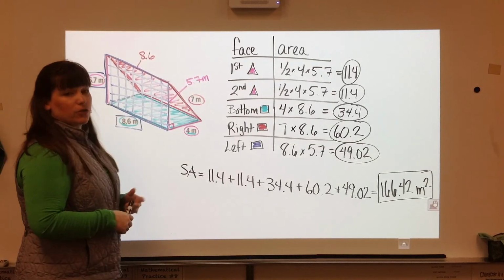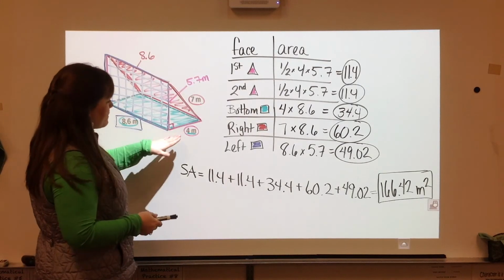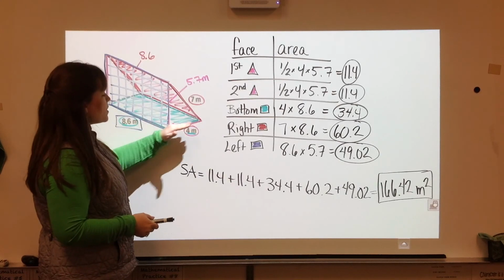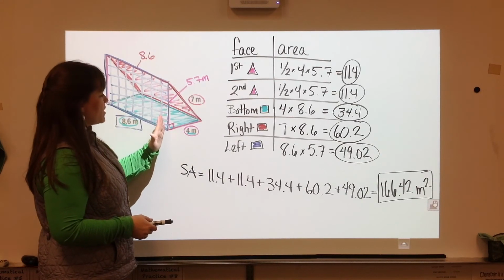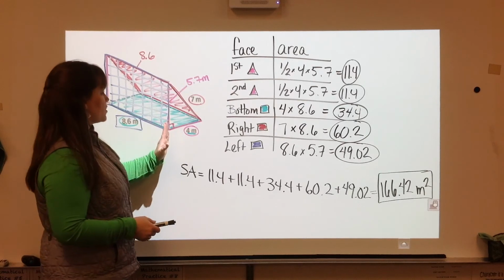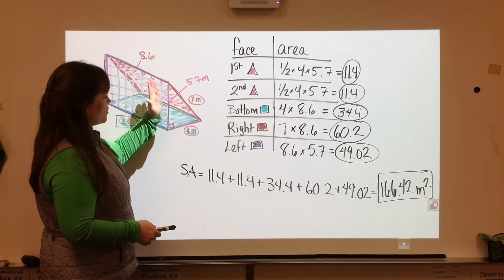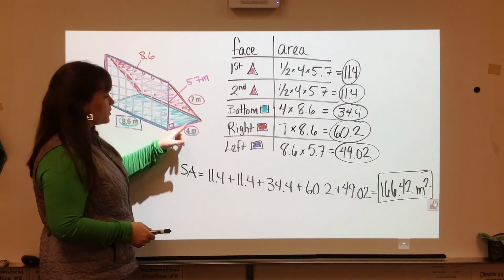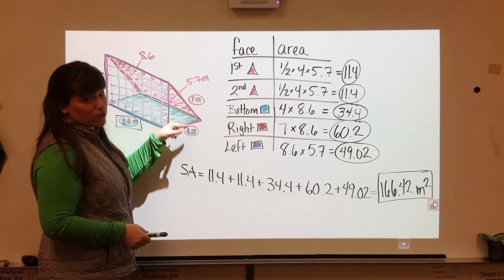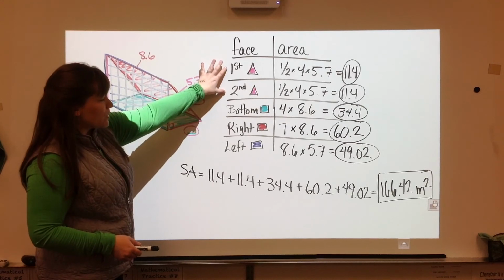For the last one, I used the same color scheme. So I have my pink talking about the base and height of my triangle. This one was a little tricky because it needed to be 5.7, not 7. So be careful you're using the right angle symbol to tell which sides of the triangle you need. So we have those dimensions there.